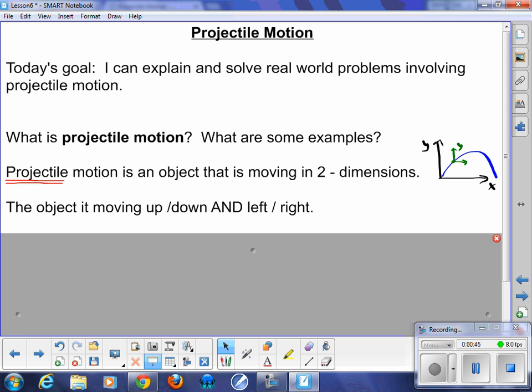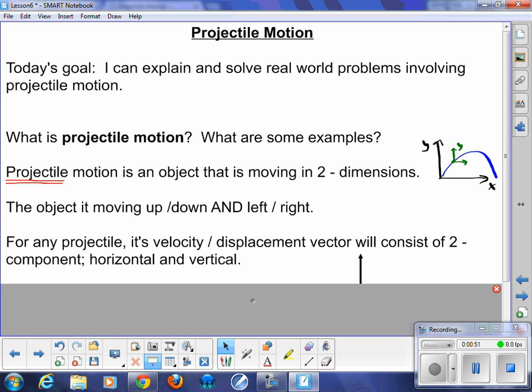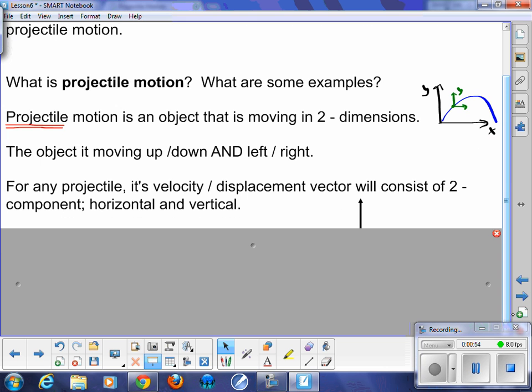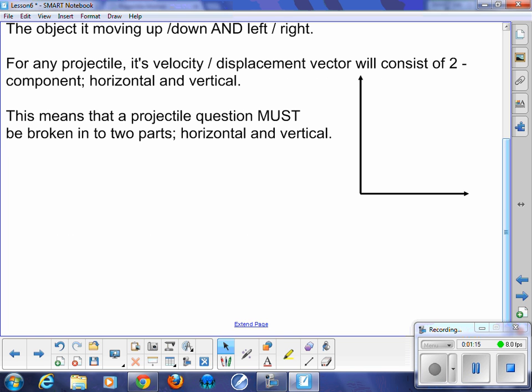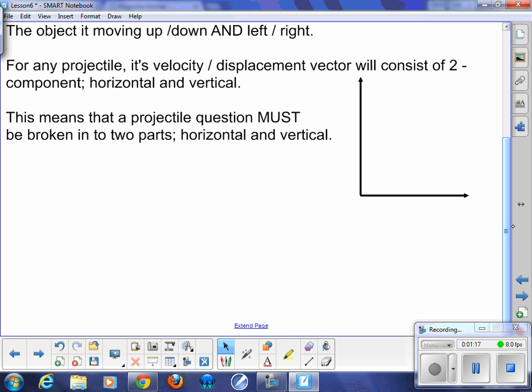So the object is moving up or down, I guess, and left or right. Those are our directions for motion. And for any projectile, its velocity or displacement vector, depending on what we're talking about, will consist of two components, a horizontal component and a vertical component. This means that a projectile question must be broken into two parts, horizontal and vertical. We talked about this in the grade 11 course, so I'm just going to do a quick review.